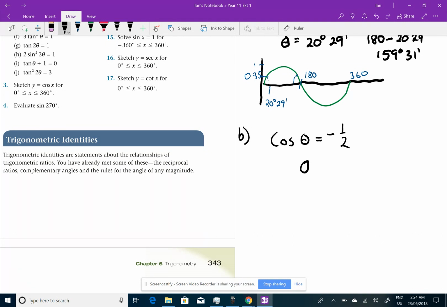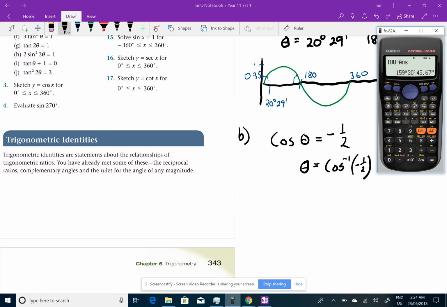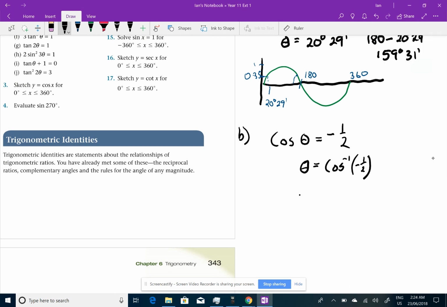So first we'll just go theta equals inverse cos of negative a half. I'll write down what I'm doing. And I go shift cos, negative, make sure you know negative 0.5, get 120 degrees. Okay, so it's not the acute angle. That is not the acute angle. Oh dear, what are we going to do here?